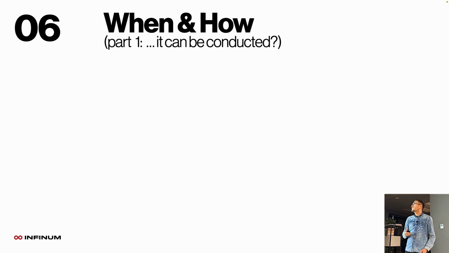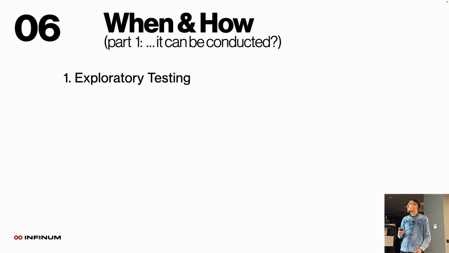When and how can it be conducted? The first way is the famous technique known as exploratory testing. It can be conducted manually or automatically by creating automation scripts. When? Every time it's possible, because it's exploratory testing. Mostly it can be at the beginning of the project, just to get familiar with the system and its functionalities.